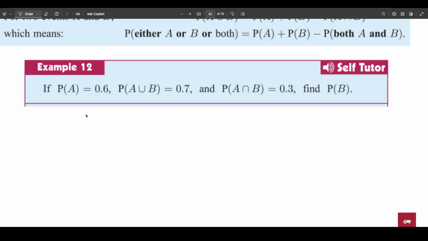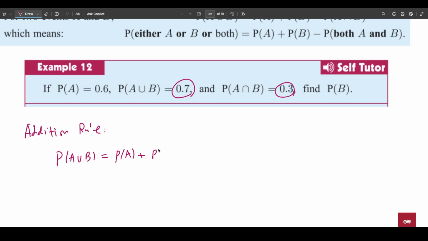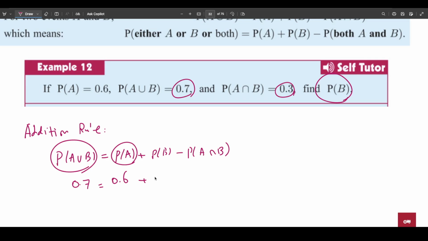Probability of A equals 0.6. Probability of A or B is 0.7. And probability of A and B equals 0.3. Find probability of B. So what is the addition rule of probability? You know that probability of A or B equals probability of A plus probability of B minus probability of A and B. What is given to you? A or B is given, 0.7. Probability of A is given, 0.6. Probability of B is what you want to find, minus probability of A and B, which is also given, 0.3.